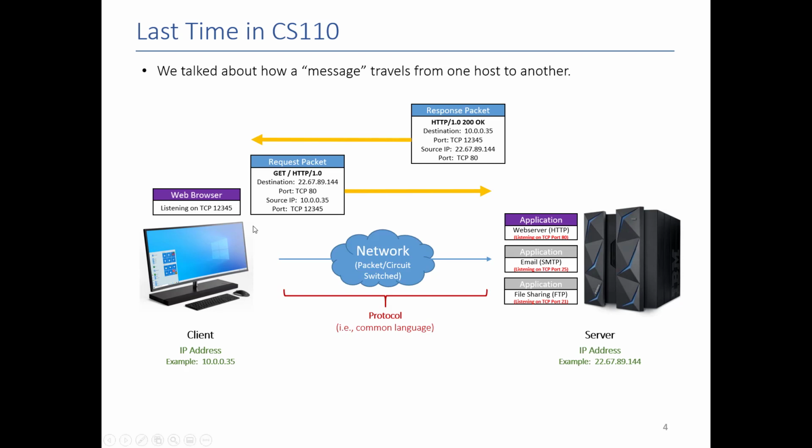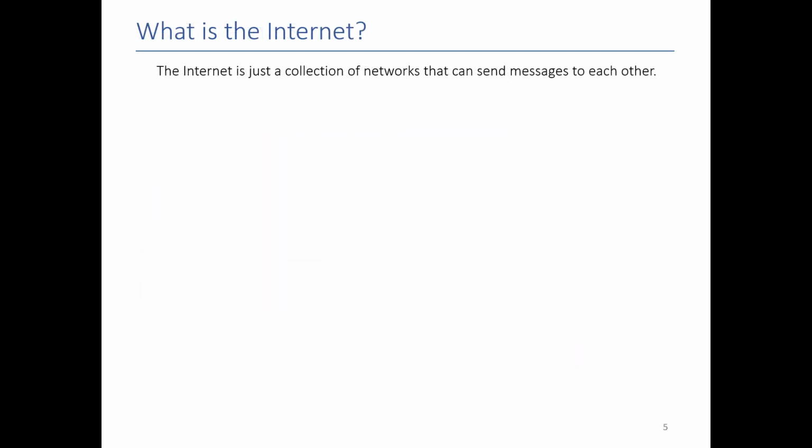So we talked from the end to the end, but what we forgot to really talk about in detail is this part in the middle. And it really wasn't an omission. We're just going to go into more detail in this particular video. So in order to understand what's happening in this cloud, we need to get a better sense of what the internet actually is. So simply put, the internet is just a collection of networks.